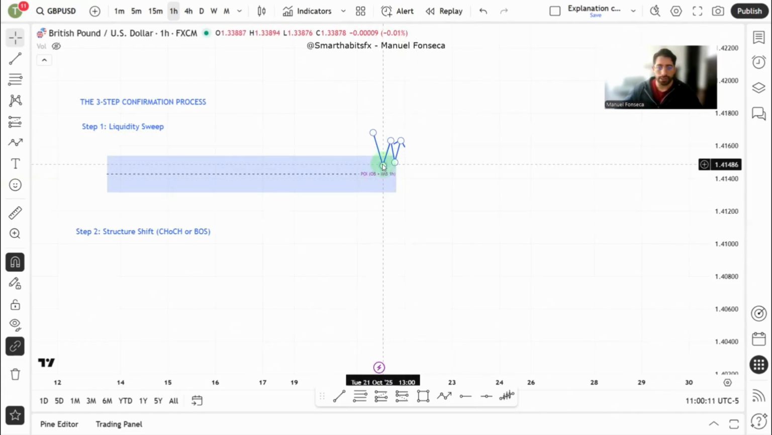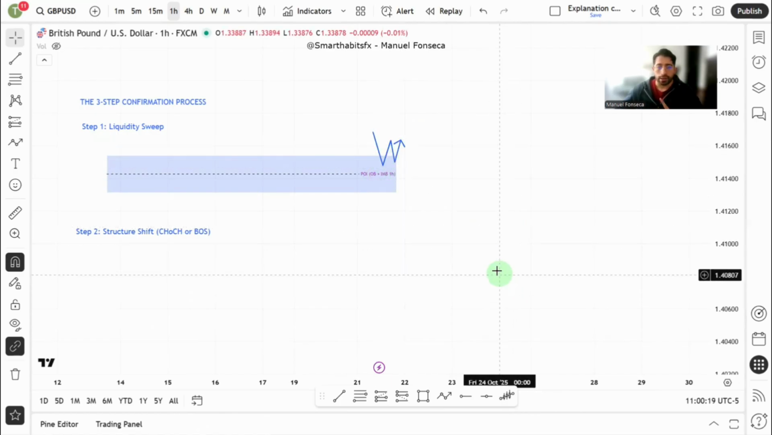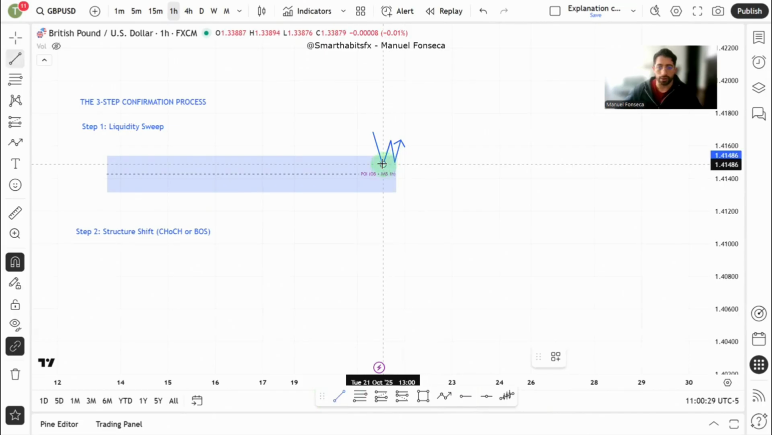Okay, now the price reaches this point of interest area and has a certain reaction. There is not a liquidity sweep yet. So how can you spot it? Once the price has a reaction, you need to see the first low that is created, or the lowest low. In this case it would be this one, right?